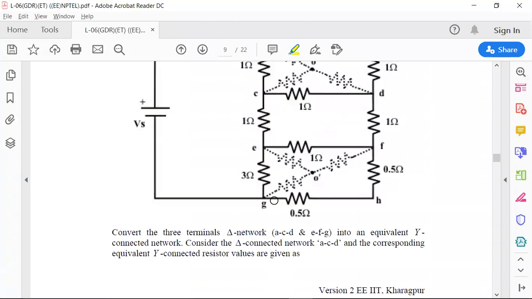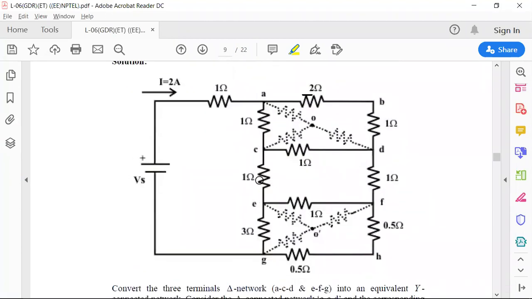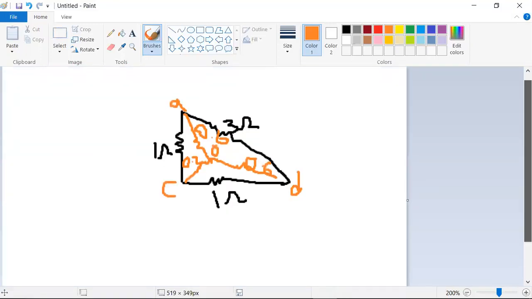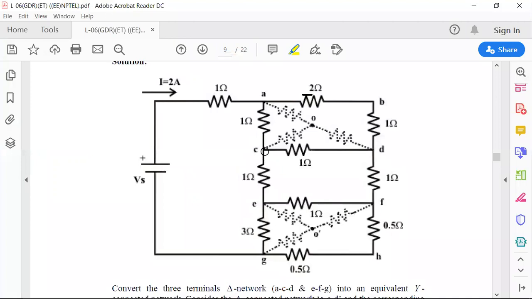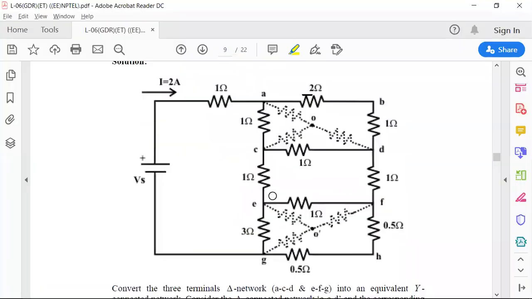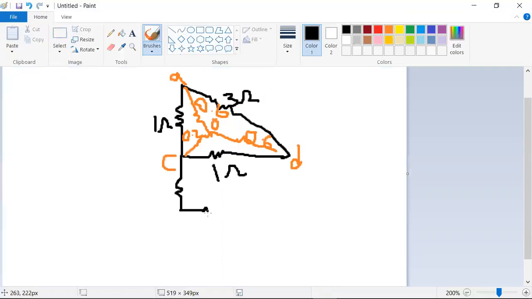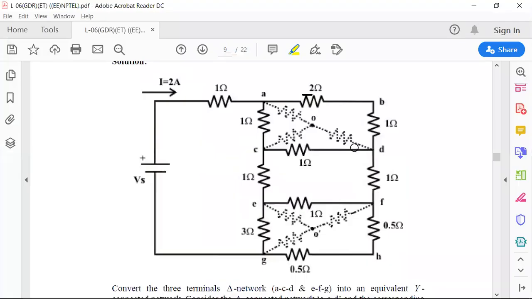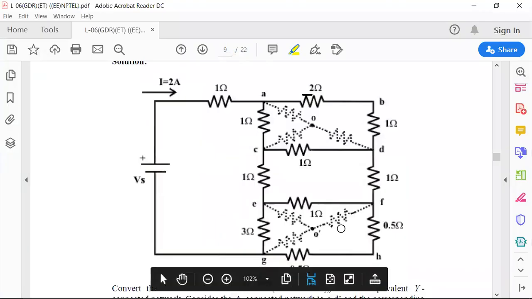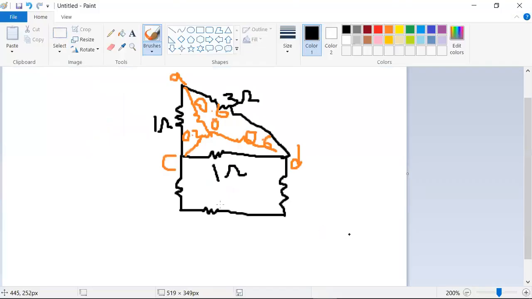Now draw the rest of the part. How does the rest of the part look? Let me draw this part as it is. Let me add my black color. This is 1 ohm. Instead of writing 1 ohm, I'm going to write just 1, because writing 1 ohm occupies a very large space for me. So this is 1 ohm.